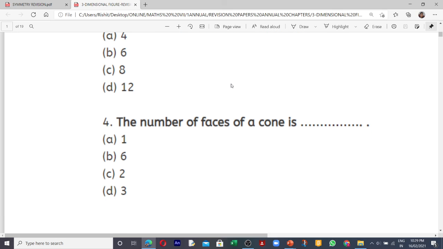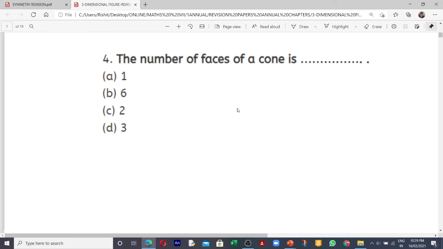These are very small questions children. The number of faces of a cone is, कितने फेस होते हैं कोन में? 1, 6, 2 और 3. How many faces are there in a cone? Just now you have seen it. Total faces की बारे में बात हो रही है. How many faces of a cone is?